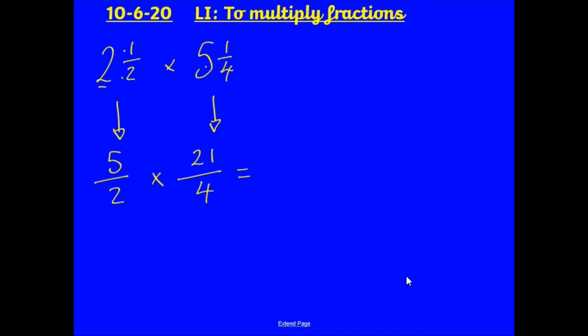You might notice another way of doing this, and that is absolutely fine. I'm showing it this way so we can work through each step. If you have a slightly different way, or you've noticed a way that might be a little bit quicker, then that's absolutely fine to use. So I can now do 5 times 21 over 2 times 4. Well, 5 times 20 is 100. And 5 times 1 is 5, so that's going to be 105 over 8.